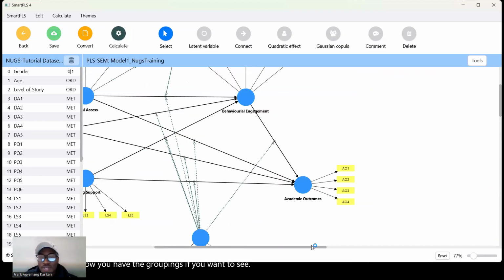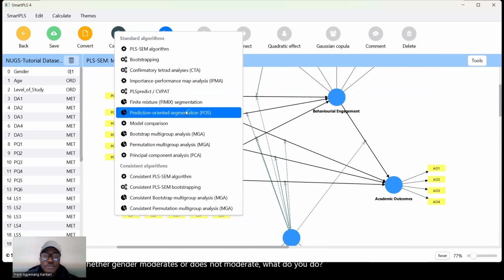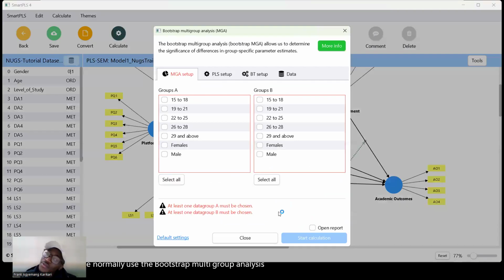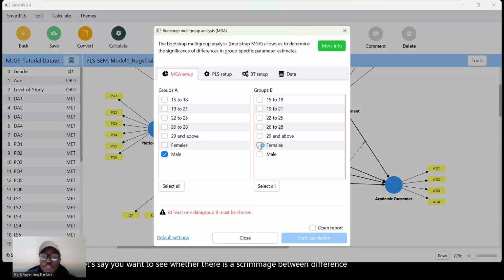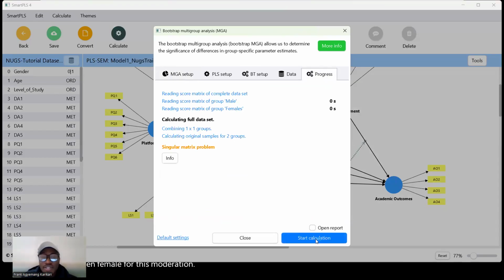whether gender moderates or does not moderate, what do we do? We normally use the bootstrap multi-group analysis. Okay. So now let's see. Let's say we want to see whether there's a significant difference between male and then female for this moderation. So let's calculate. All right.